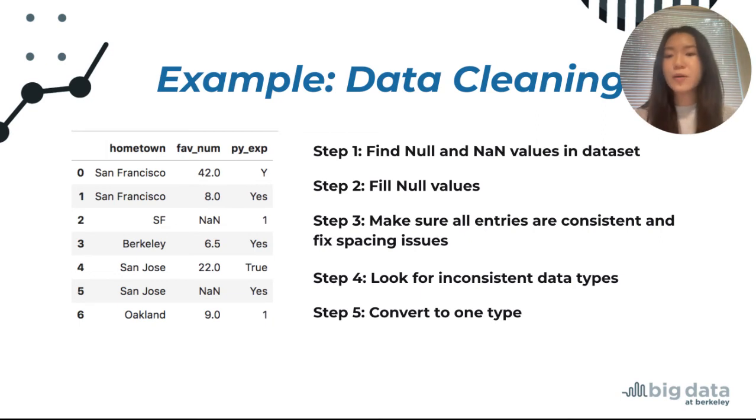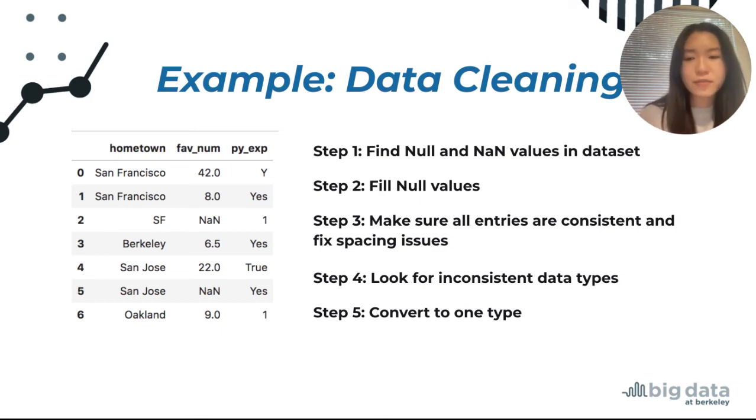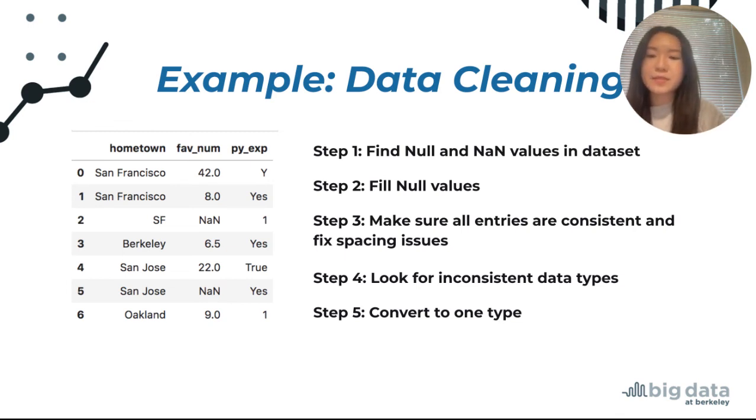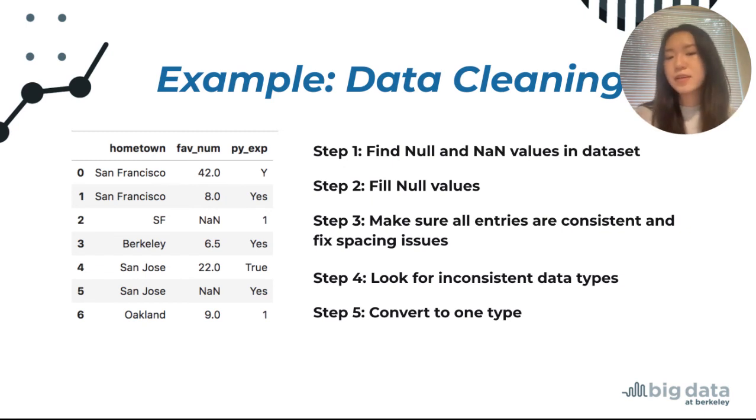So for an example of data cleaning, we are going to use the same example that we've been using in the slides. So looking at this data collection, what should we do first? So our first step would be to find null or none values in the data set. As you see, there's two here. And then step two is to fill in these null values using the methods that we've listed in the previous slide. Step three is to make sure all entries are consistent and to fix spacing issues. So we would fix San Francisco and things like that. Step four is to look for inconsistent data types, the numbers here. Step five is to convert all of these to one type.